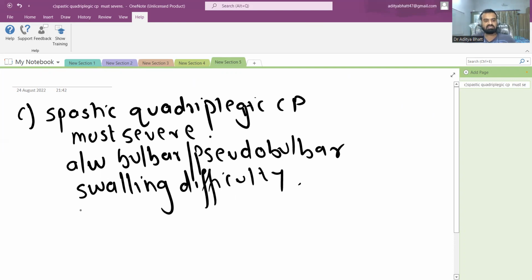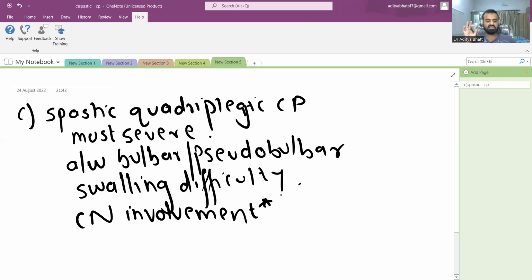It is swallowing difficulty, and cranial nerve involvement is always present in quadriplegic CP. So cranial nerves are always involved. There is so much damage that the cranial nerves are always involved, and here the upper limbs are more involved. The spasticity is more in the upper limb than the lower limb.